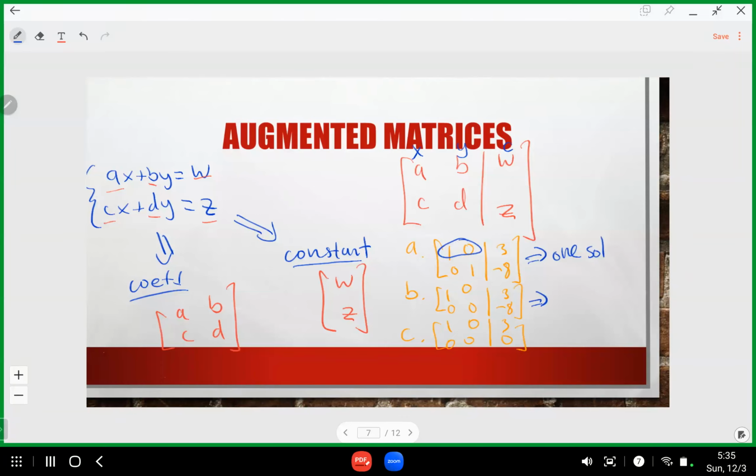And this one you can see, well, in the second row here, 0x and 0y is equal to -8. 0 is -8, which cannot be true, because 0 does not equal negative 8. That's just a false statement, and obviously that would be no solution. And finally, we have x is equal to 3, and then 0 is equal to 0. So this is one of the ones where we have infinite solutions, right? So x is equal to 3, and then this is infinite solutions.